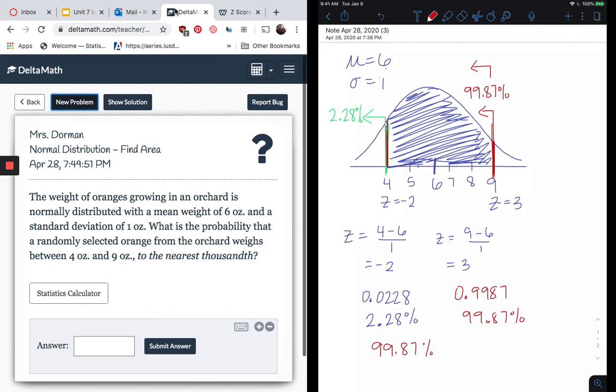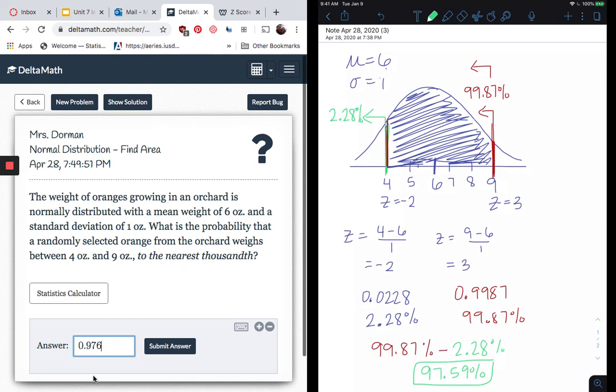So we're going to subtract those 2 percents. 99.87% minus 2.28%. I'm just going to go to my calculator and do it. 97.59%. Okay, before I type it, I'm going to go back. It says, what's the probability? I think for Delta Math, for these ones, it actually wants it as a decimal. And it says to the nearest thousandth. So yeah, I think it wants it as a decimal. So I'm going to put, let's try 0.97, and I would round that up because it's 5.9. I'm going to round it up to 6.